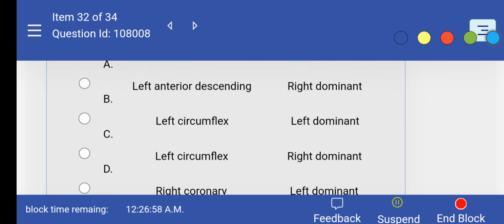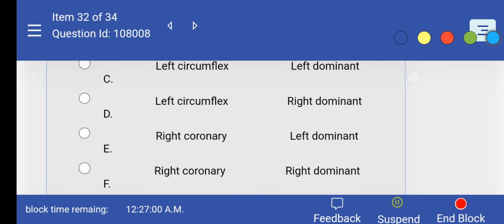Option D, left circumflex with right dominant. Option E, right coronary with left dominant. Option F, right coronary with right dominant. Right? So the correct answer for this question is, okay, pause it and give the answer.